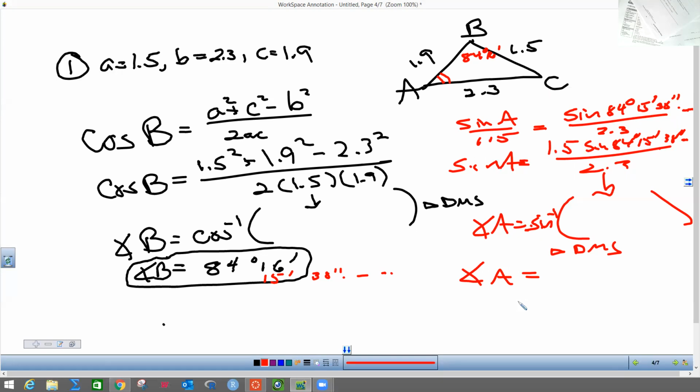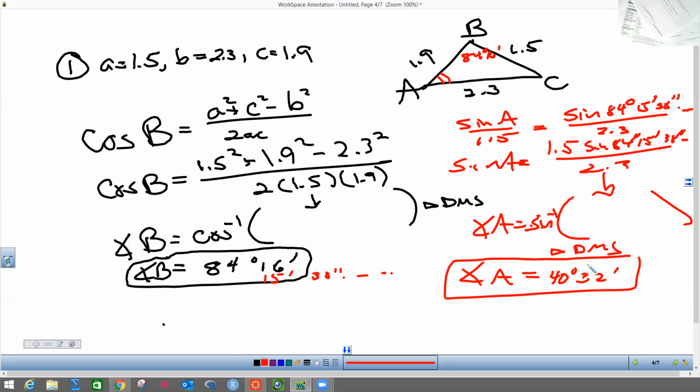What do you got? 40 degrees and 32 minutes. Anybody verify that one? By the way, this is the hardest one to do. This is the longest one, the one where you got side angle side, faster a little bit. Okay?